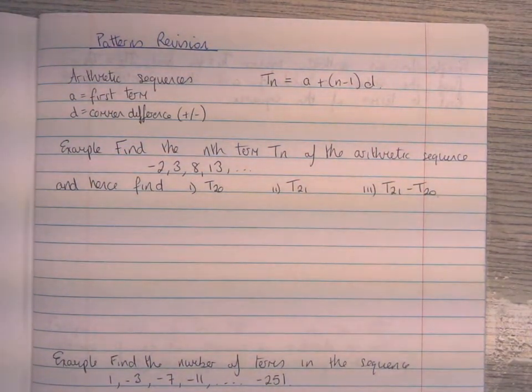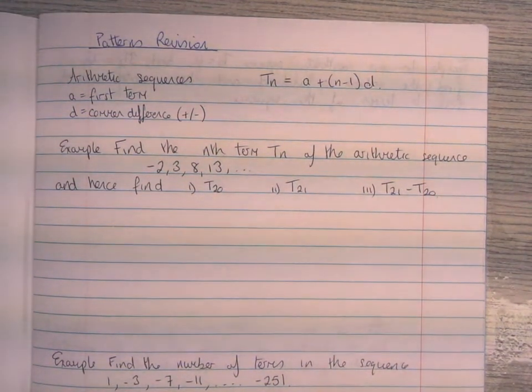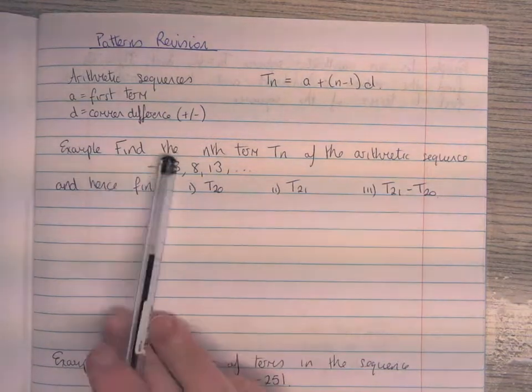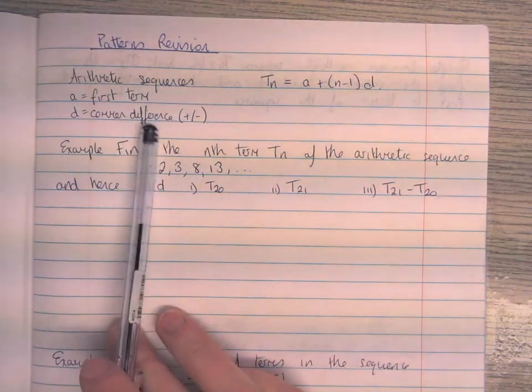Okay, so patterns. There's a first section in the book, but I'm going to skip it because it just talks about general patterns. The patterns we deal with are arithmetic. Arithmetic means linear. It's where you're adding or taking away a common difference. So you're adding or subtracting something.